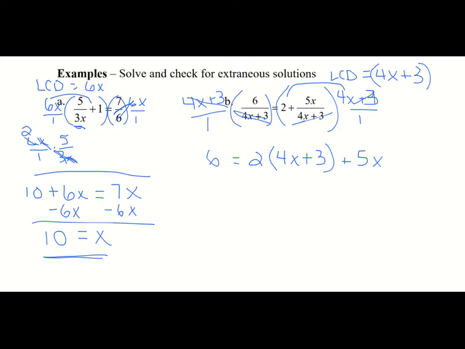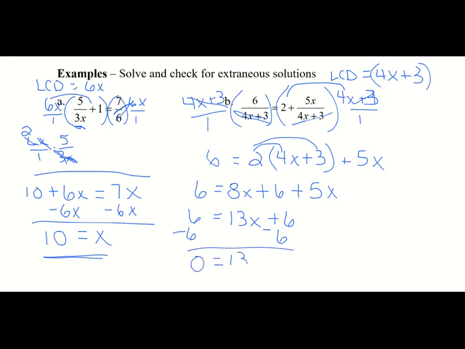So now let's simplify our equation. We have 6 equals 8x plus 6 plus 5x. And we need to combine like terms. So 8x and 5x will give me 13x plus 6 equals 6. And then we will subtract 6 from both sides. So we end up with 0 equals 13x. Or if we divide by 13, we know that x equals 0.